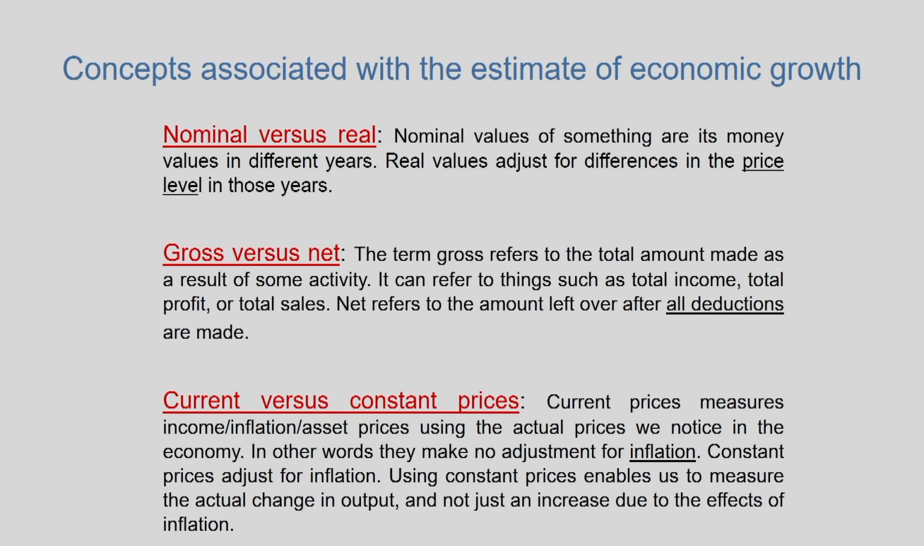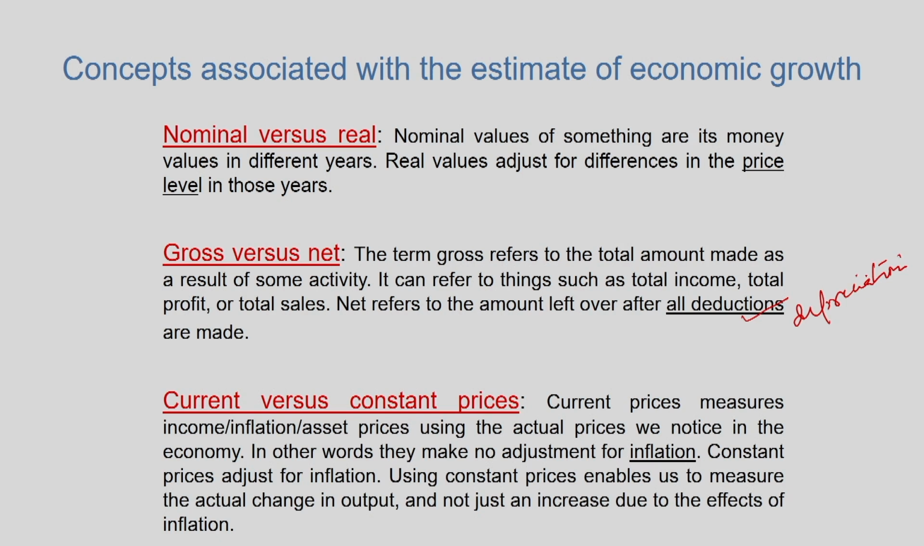Real values convert the nominal values as if prices were constant in each year of the series. Any differences in real values are then attributed to differences in quantities of the bundle, or differences in the amount of goods that the money incomes could buy in each year. The term gross refers to the total amount made as a result of some activity. It can refer to things such as total income or sales or profit. Net refers to the amount left over after all deductions are made, and usually in terms of national income accounts, when we are referring to deductions, we are basically referring to depreciation.